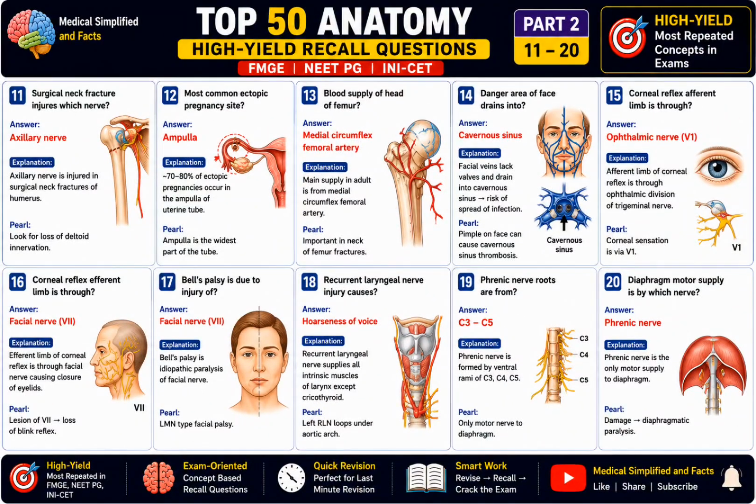Question 11. Surgical neck fracture injures which nerve? Answer: the axillary nerve. This nerve is injured in surgical neck fractures of the humerus. Look for loss of deltoid innervation.